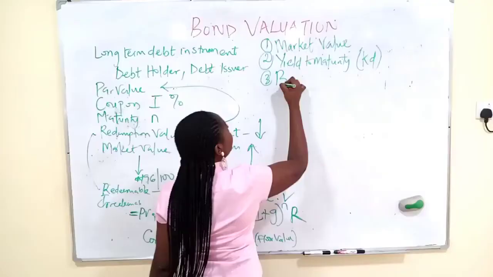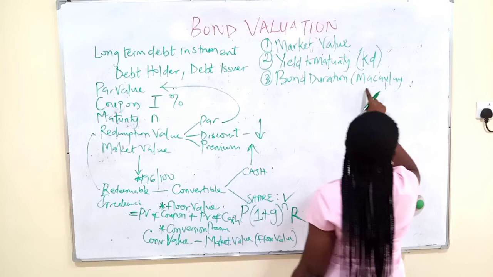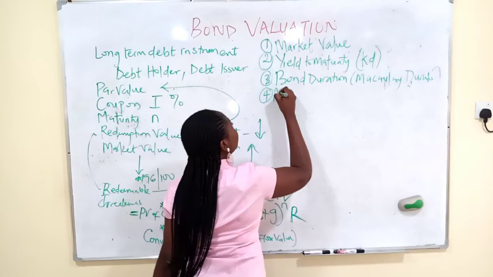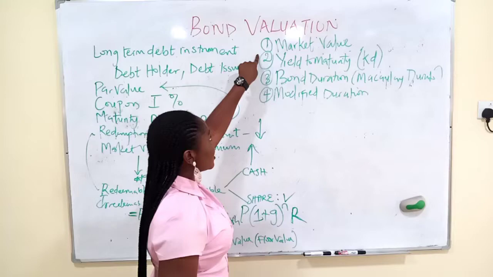Number 3 is bond duration. This bond duration is also known as Macaulay duration. And you can also be asked to calculate the modified duration. So all these 4 valuation parameters, I'll explain each of them. But let's start with market value. Solve examples of market value, then move to the others in subsequent classes.